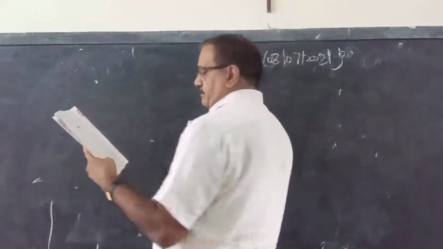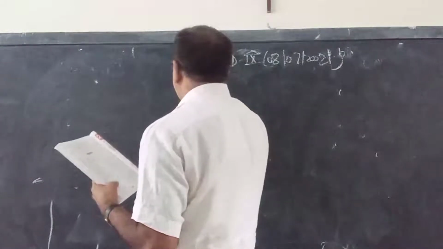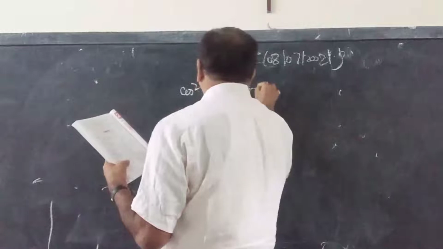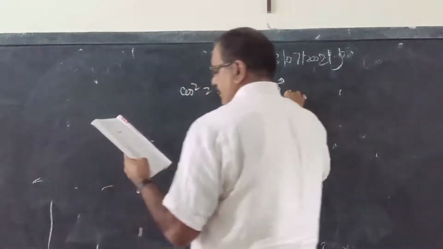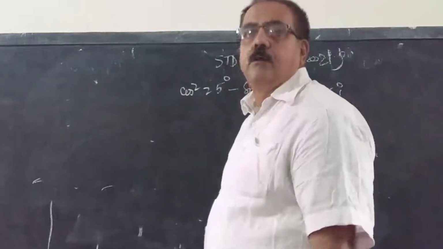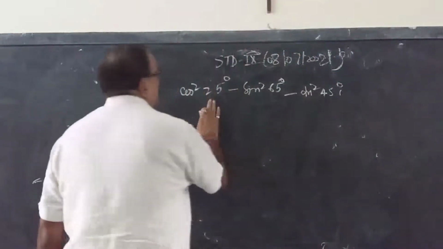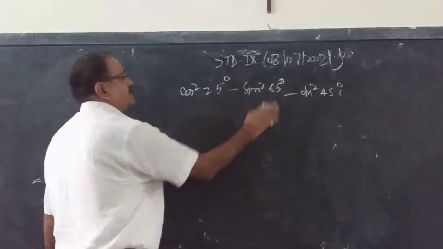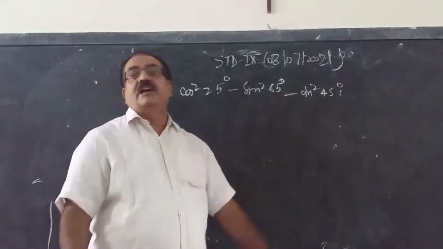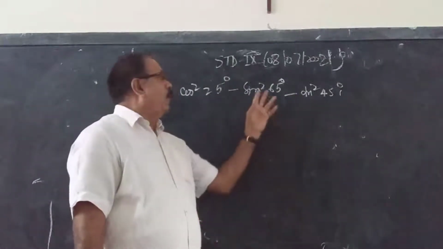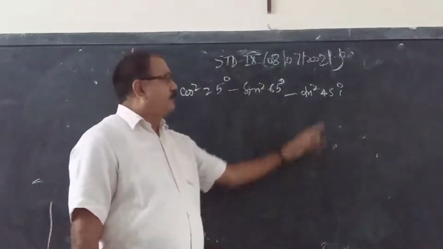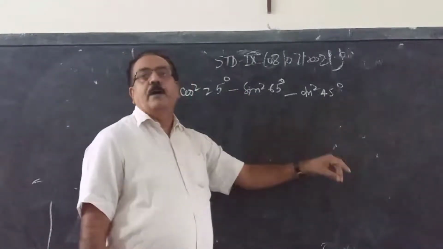Now see this question. Cos square 25 degree minus sin square 65 degree minus tan square 45 degree. These two terms, 25 plus 65 is coming 90 degree. So out of these two angles, we will convert one of the angles into its complementary. And the third term has the standard angle 45, so we will put the value.